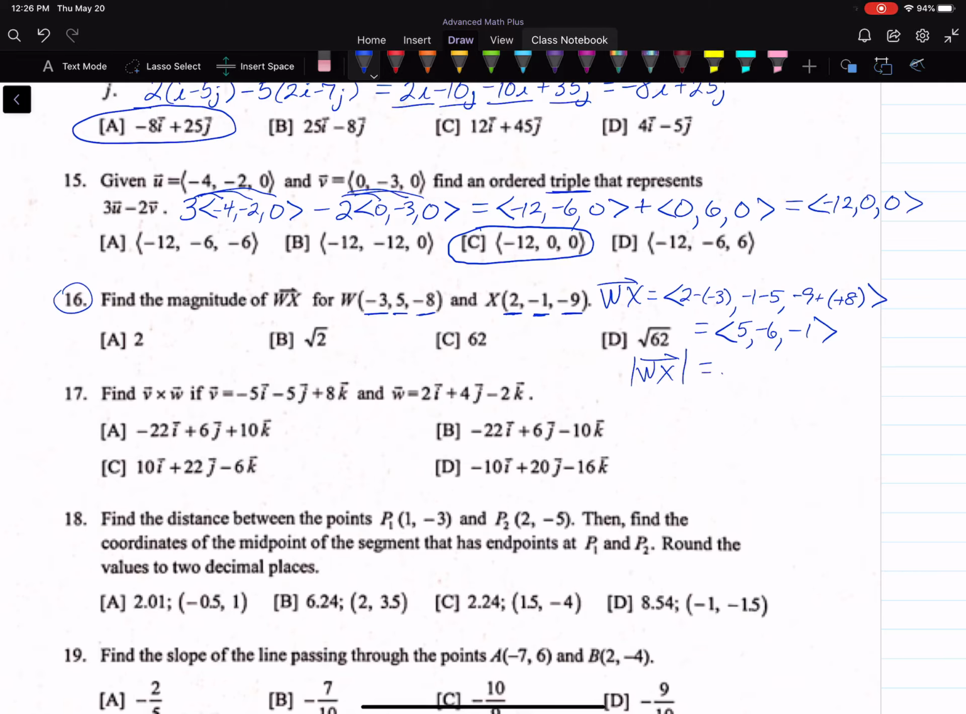And then to get the absolute value of that, or the magnitude in other words, same thing, we're going to take the square root of 5 squared plus negative 6 squared plus negative 1 squared. So that would be the square root of 25 plus 36 plus 1. So I believe that is 62, if I'm not mistaken. So the square root of 62 would be D.